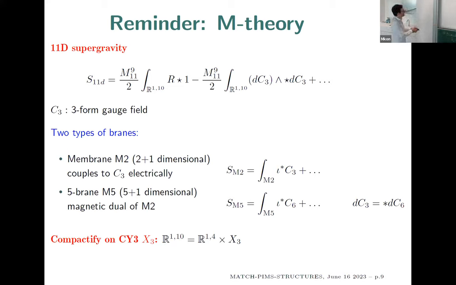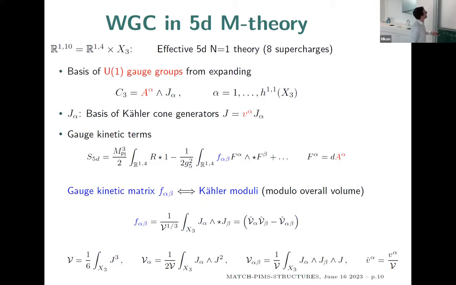And now, the usual game, we compactify this on a compact Calabi-Yau 3. So we think of our spacetime to be the direct product of 1 plus 4 dimensions times the compact Calabi-Yau 3 direction. And in this way, by looking at the low energy, we arrive at a theory in 5 dimensions. So in this R^{1,4}, this is the effective field theory. It's supersymmetric, so it has 8 supercharges. Let's not worry about this. And this is a gravity theory and it's a gauge theory.